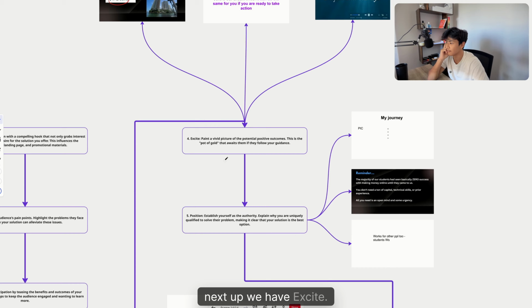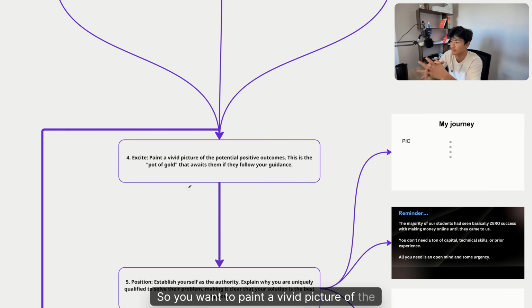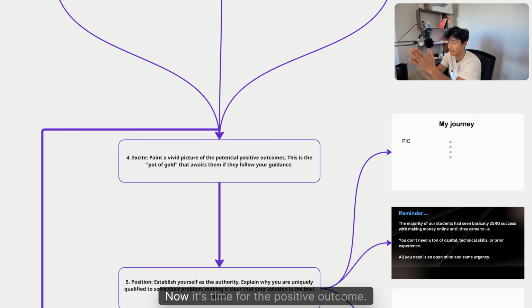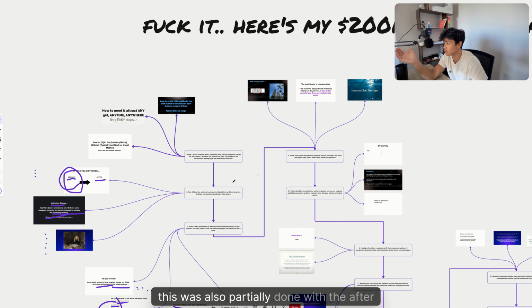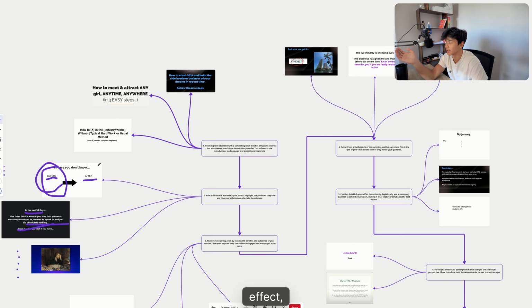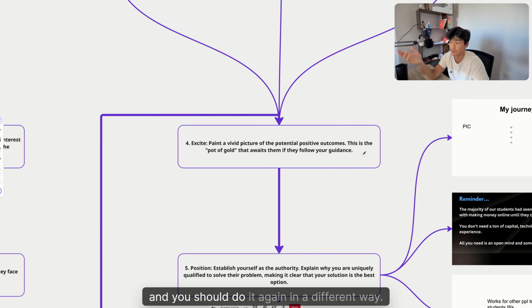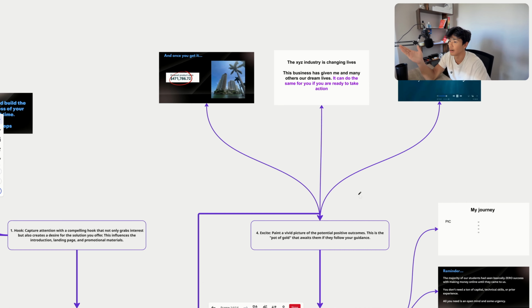Next up, we have excite. So you want to paint a vivid picture of the potential positive outcomes as well. We did the pains before. Now it's time for the positive outcomes. If you remember, this was also partially done with the after effect already, but you can do that again, and you should do it again in a different way. And I'm about to show you exactly how you can do that.